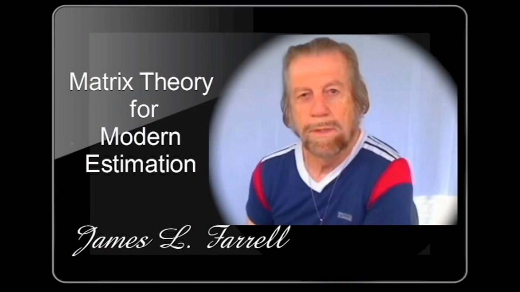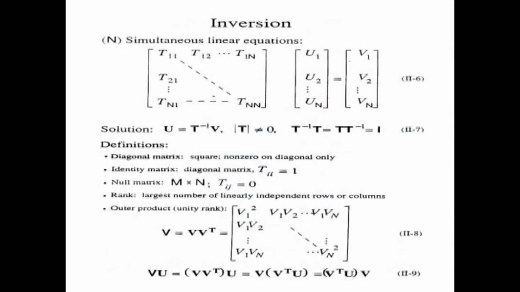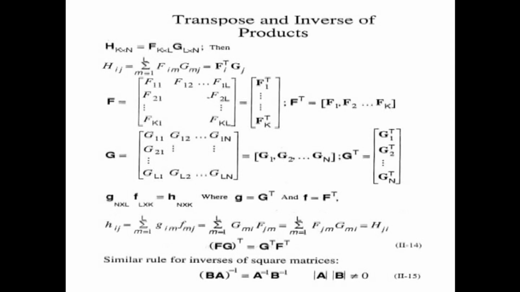The theory begins with basic definitions and concepts: square and rectangular matrices, partitioning, identity and null matrices, diagonal matrices, rank, inner and outer products, matrix inversion, transpose, matrix addition and multiplication, properties of matrix products.